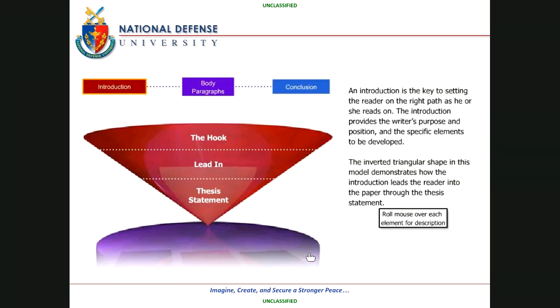Let's start with the introduction, okay? A lot of you understand the thesis statement, okay? So the thesis statement should be the last paragraph of your introduction paragraph. I'll repeat that. The thesis statement should be the last sentence of your introduction paragraph, okay? And then you have, at the very beginning, what's called a hook. Who can tell me what a hook is? What is a hook?